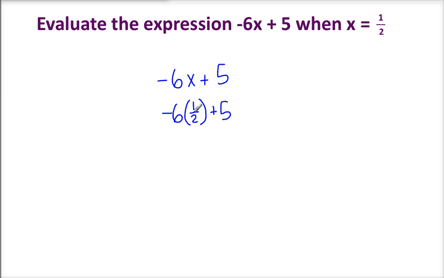So in other words, we need to take 1/2 of negative 6. You can use a calculator and do negative 6 times 1/2 or negative 6 times 0.5. And you should get negative 3, because half of negative 6 is negative 3. Then we still have plus 5. Then we calculate negative 3 plus 5 is 2. So to evaluate this expression when x is 1/2, we get 2.